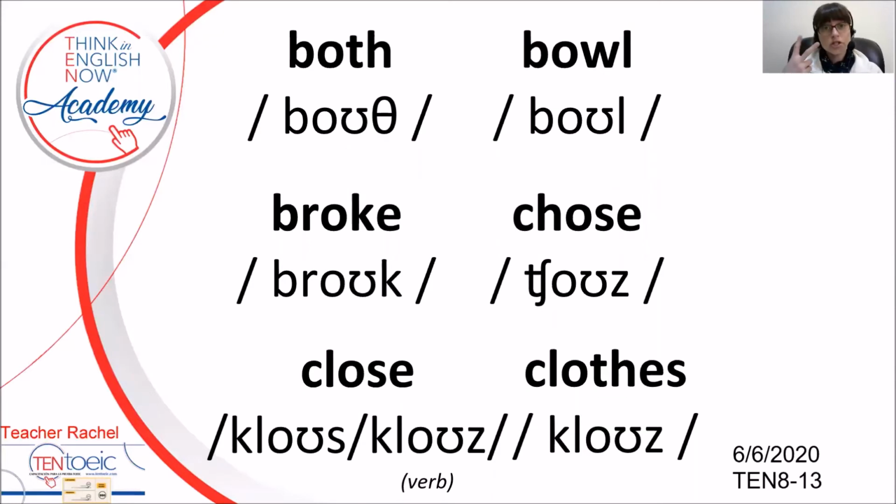Both. This means two. For example, I want both pieces of pizza. So 2 pieces, both. Bowl. This is something we use in the kitchen. It's round. We might drink soup out of it or eat soup.